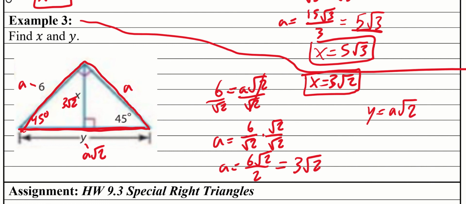And we already just found a. We just found a was 3 square root of 2, right? Or I'm sorry, excuse me, in our new one, a is now 6, because this would be one of the legs. So I just need to plug that in here. So y equals 6 square root of 2. Okay, so being able to use multiple right triangles in that problem to be able to solve for that here.